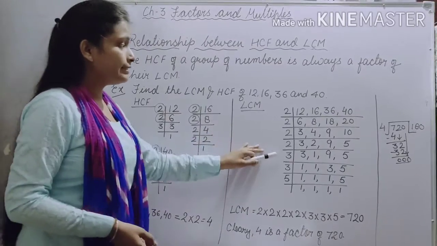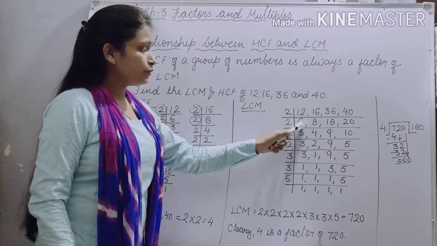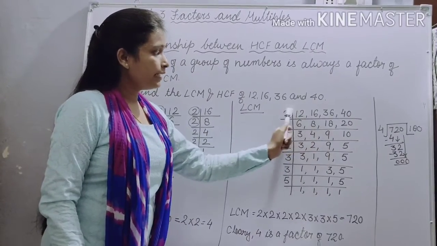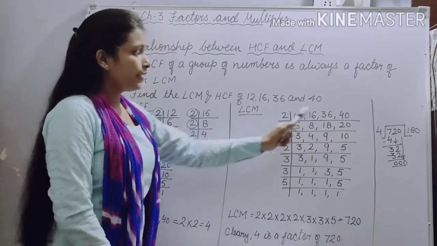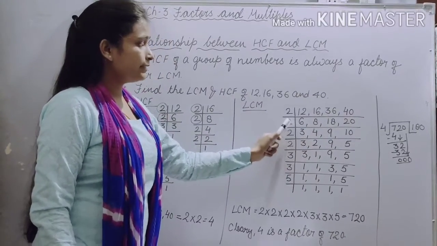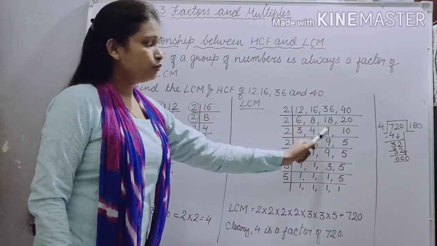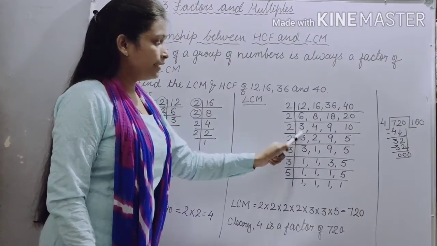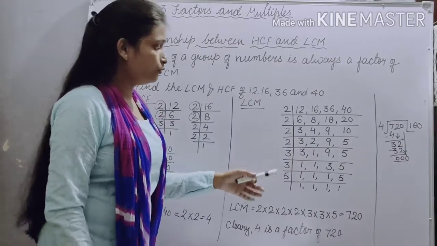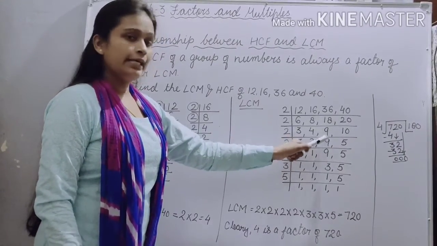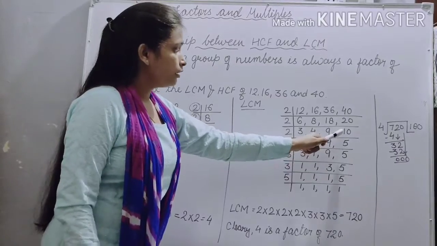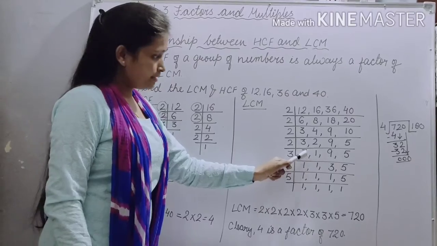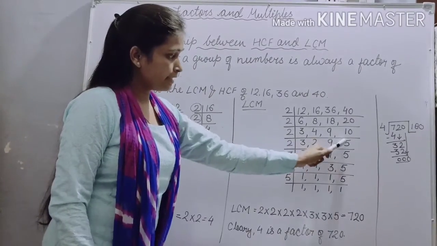Now here the LCM part. Again 2 6s are 12, 2 8s are 16, 18 times and this 20 times. Now again take 2, 2 3s are 6, 2 4s are 8, 2 9s are 18 and 2 10s are 20. Again take 2, 3 as it is because it is not divisible by 2. 2 2s are 4, 9 again as it is, you know the value, and 2 5s are 10. Again take 2, this 3 again as it is, 2 1s are 2, 9 as it is and this 5 as it is.